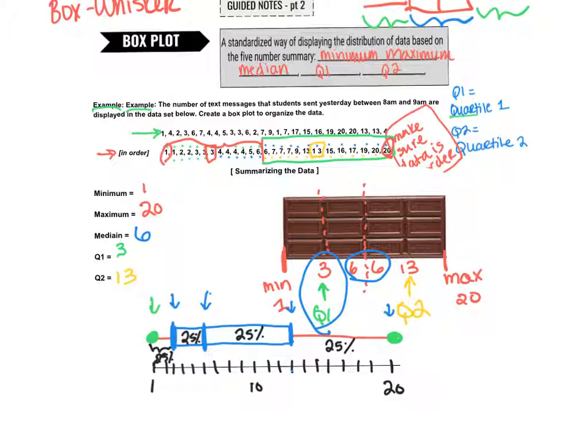Basically all it is is breaking a cookie into 4 parts. Break the middle, take each of the halves, break those in halves, and represent it as a box with 2 little whiskers on a number line. And so that's a box and whisker plot.